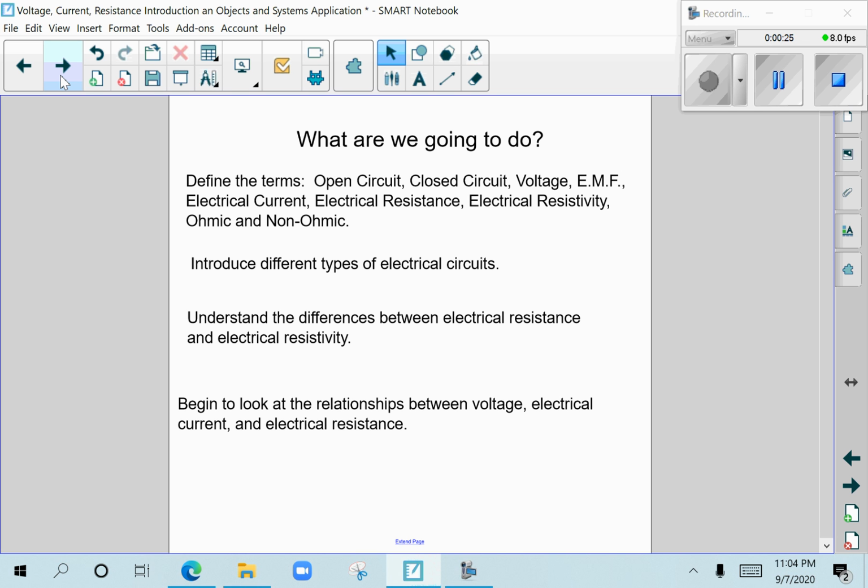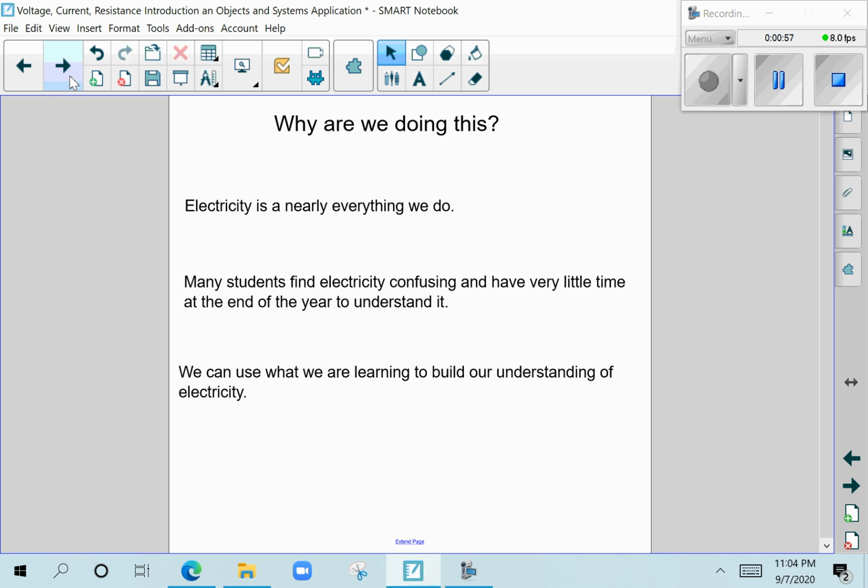We're also going to be looking at electrical current, defining electrical resistance and resistivity, also the terms ohmic and non-ohmic. We're also going to differentiate between the different types of electrical circuits, understand the difference between electrical resistance and resistivity, and begin to look at the relationships between voltage and electrical current, as well as electrical resistance. Again, this sounds like a whole lot. It really isn't going to be that much, and these are concepts that we're going to be working on throughout the entire year. So we're just introducing these topics.